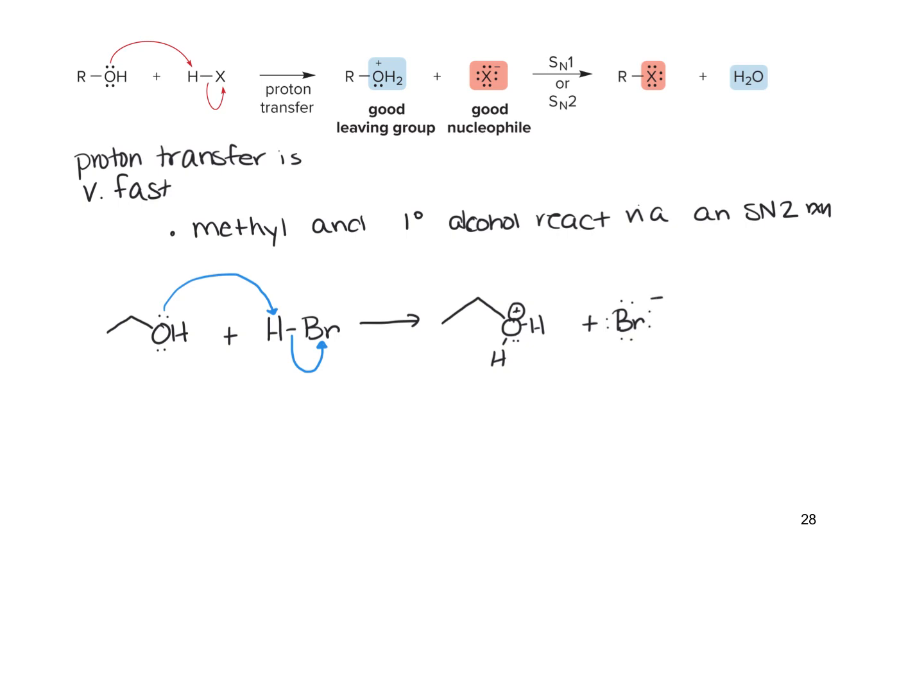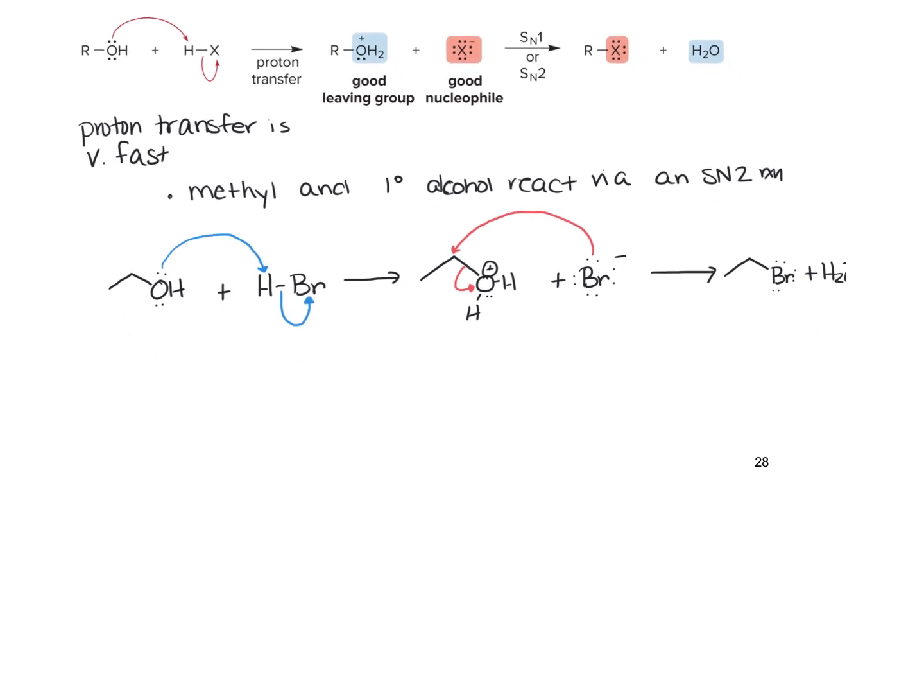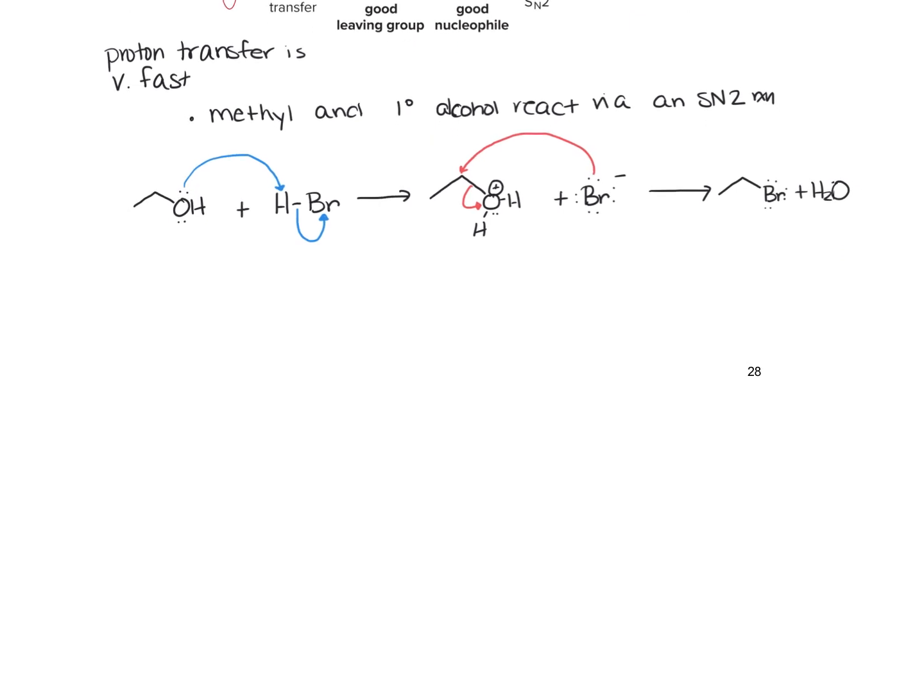And so what happens then is this goes through the backside attack of an SN2 reaction, where the bromine comes and attacks the carbon attached to the leaving group because it's partially positive, and then this leaves as a water molecule. And now we have formed our alkyl halide and water as a byproduct.